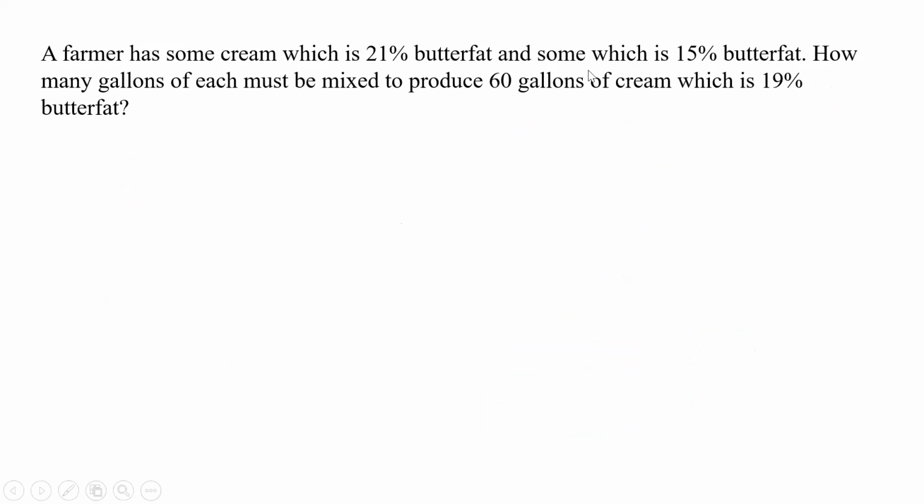All right, so we have a farmer who has some cream which is 21% butterfat, and some which is 15% butterfat. How many gallons of each must be mixed to produce 60 gallons of cream which is 19% butterfat? Well, let's let X equal the first one, 21%, and let's let Y equal the second one, 15%. And now that's the amount, in gallons. So if we take X plus Y, that's supposed to be equal to 60.